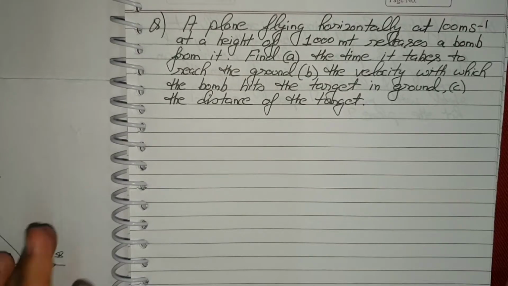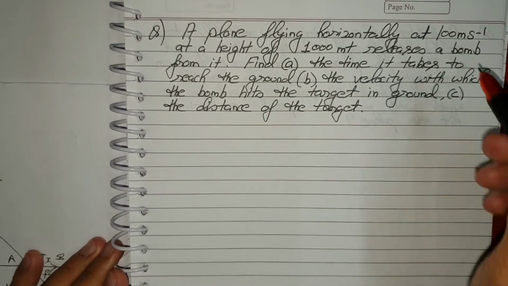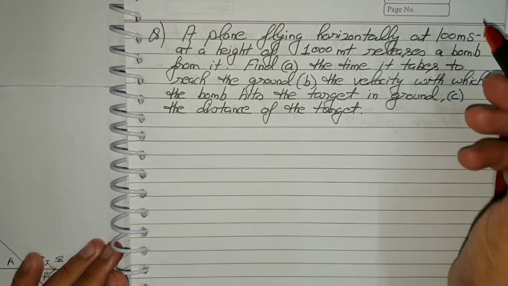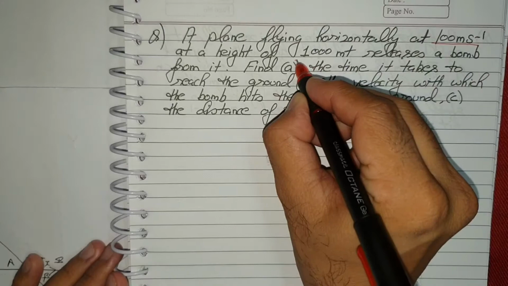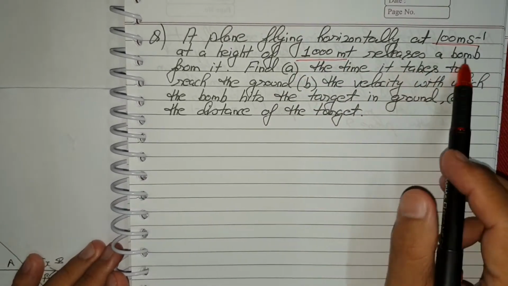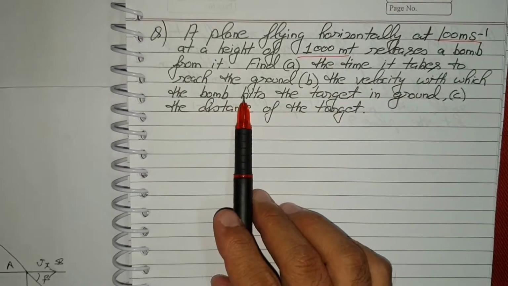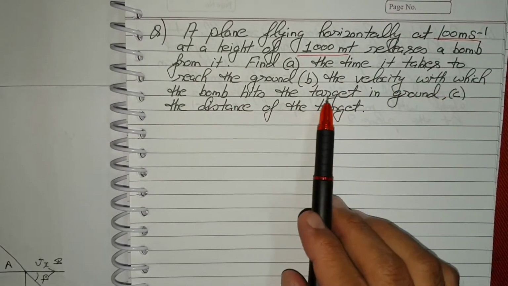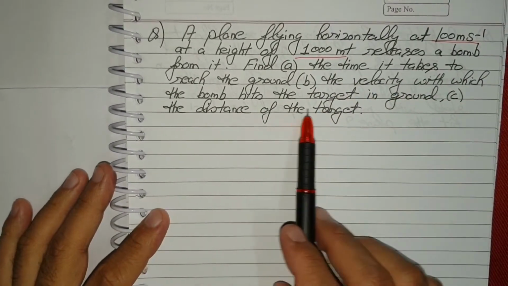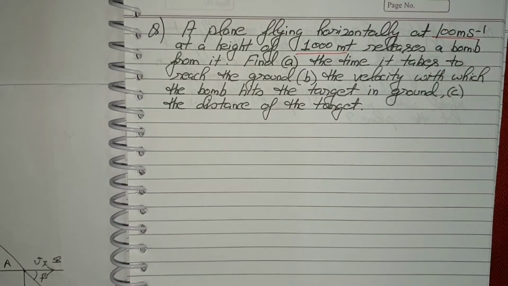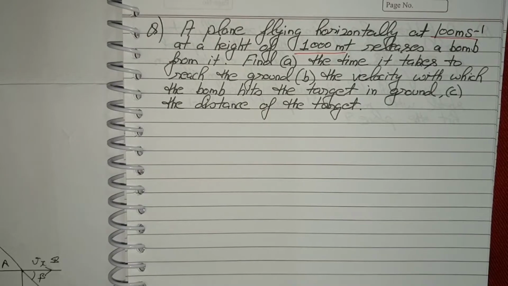Next question. A plane flying horizontally at 100 meter per second at a height of 1000 meter releases a bomb. Find the time taken by the bomb to reach the ground, the velocity with which the bomb hits the target on the ground, and the distance of the target. The distance of the target means the horizontal range.